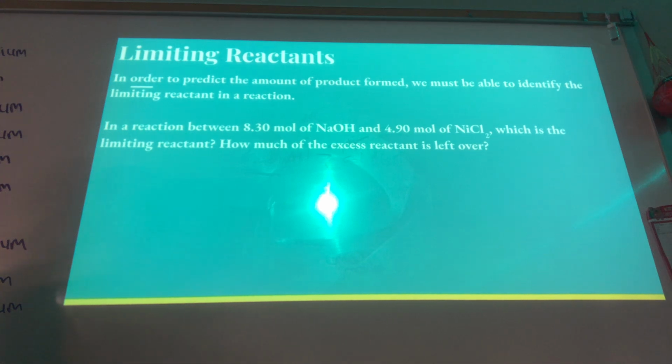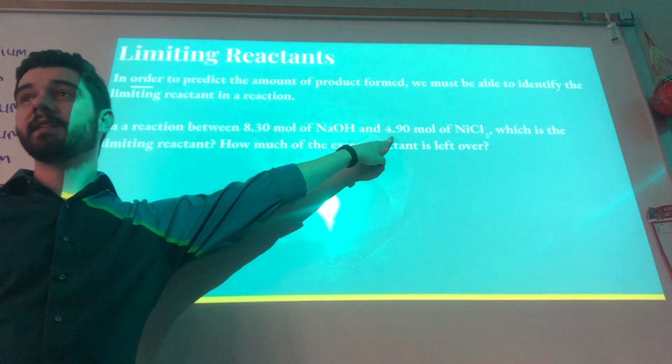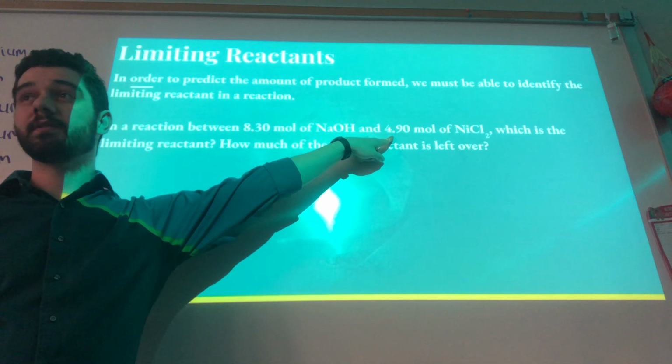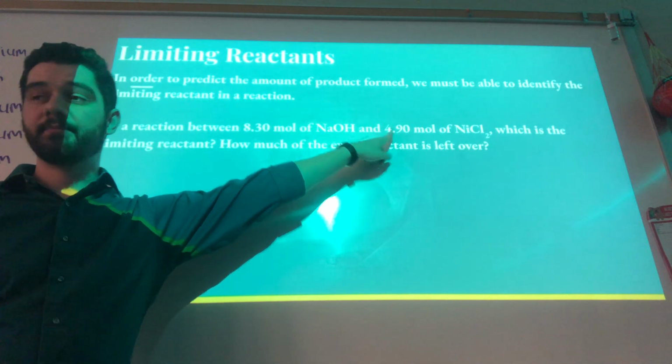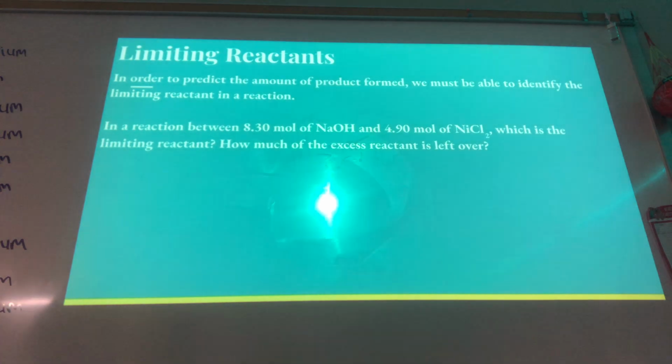Now it might be tempting to look at this one and go, oh, there's less of it, it's going to run out first. No, you have to do the equation and find out the ratio, because it could run out first or it might not. If we look at the reaction, any guesses what type of reaction this will be? Double displacement. What are we going to make? Sodium chloride and nickel 2 hydroxide. Do either of those precipitate maybe?